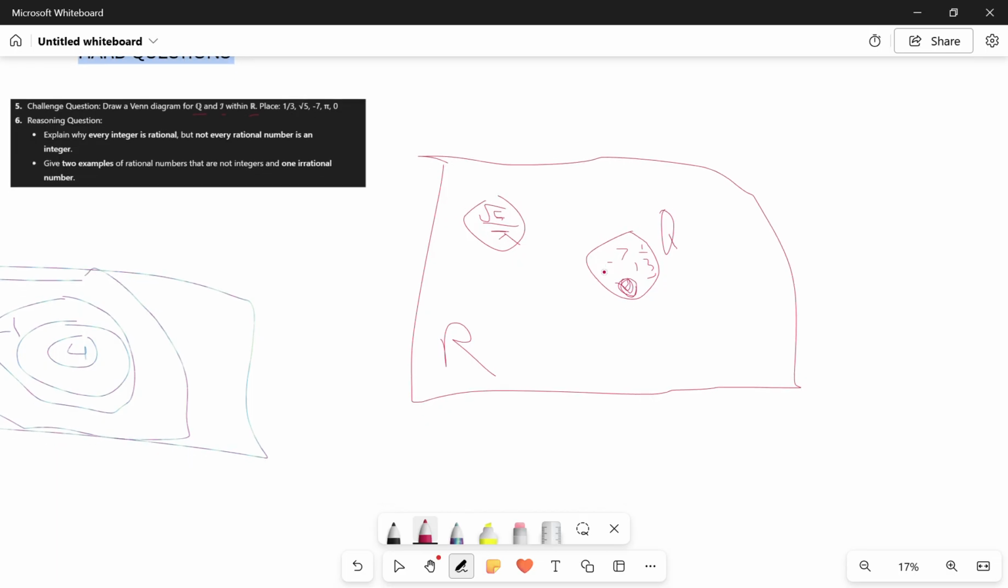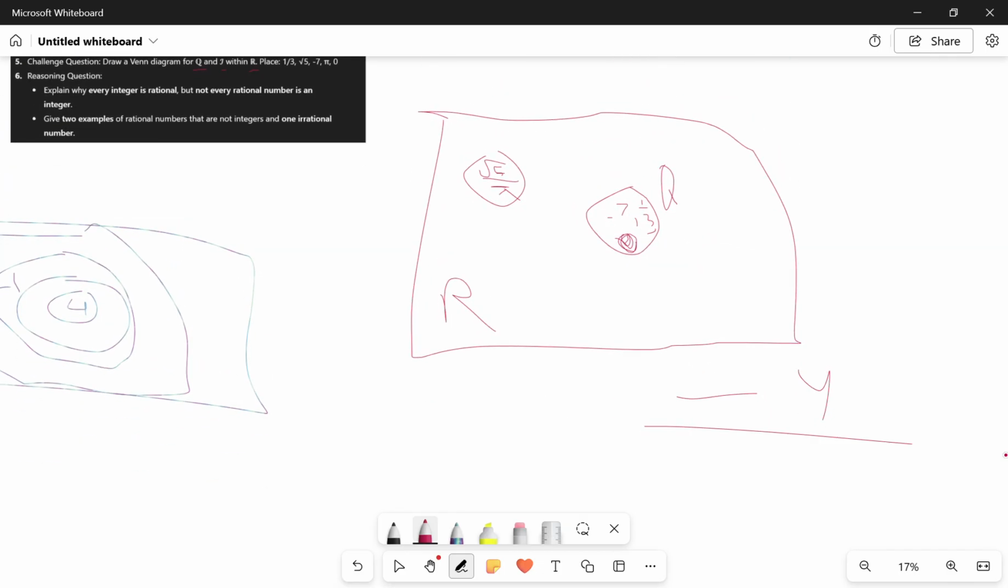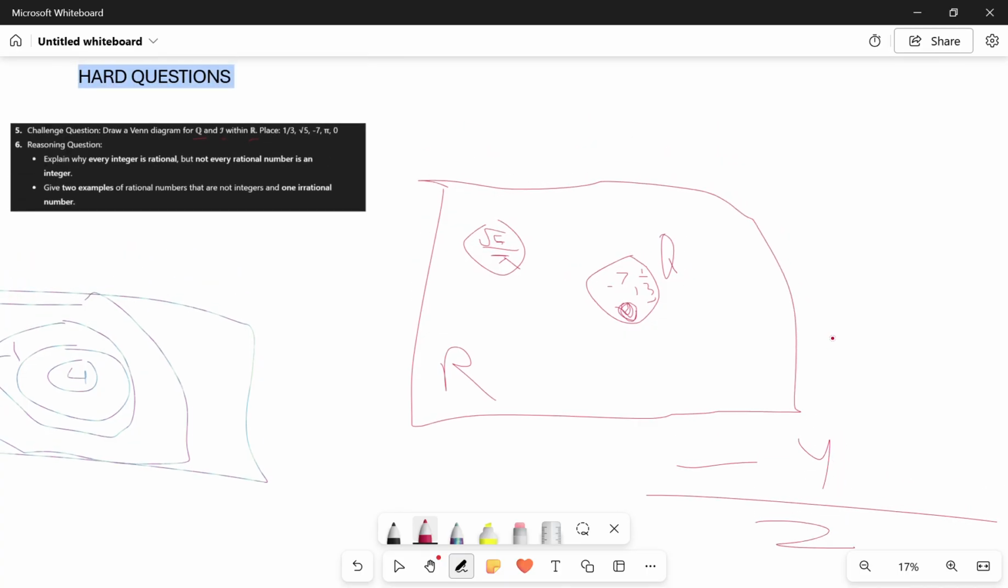Now explain why every integer is rational but not every rational number is an integer. Okay, so every integer is rational because you can have -4/2, which is a rational number because p and q both are integers and q is not equal to 0, because 2 is not equal to 0. In line with the definition, negative 4 over 2 is negative 2, which is a negative whole number, which is an integer.